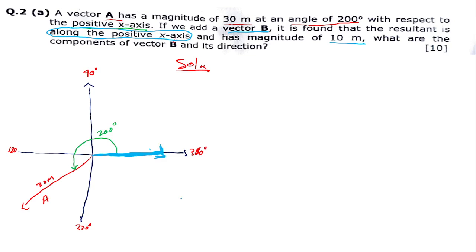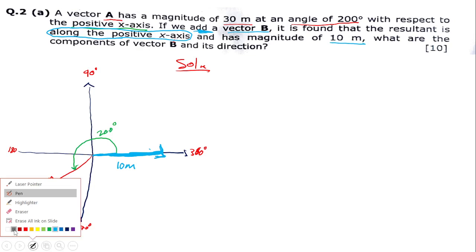So this is the resultant vector R, and it is lying along the x-axis. I'll put my 10 meters there. After I have this information, remember there is the word addition of vector B. With this information I have, I can easily now look for the components.